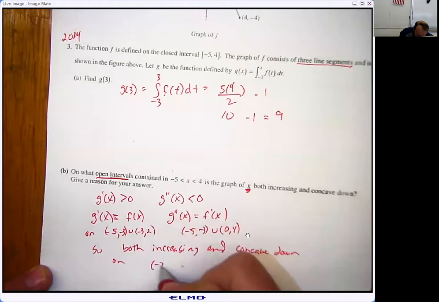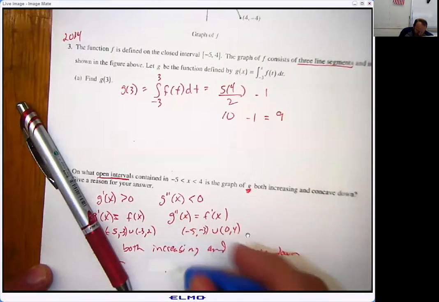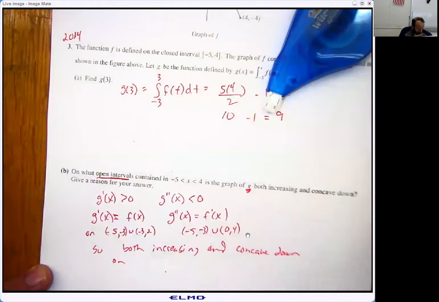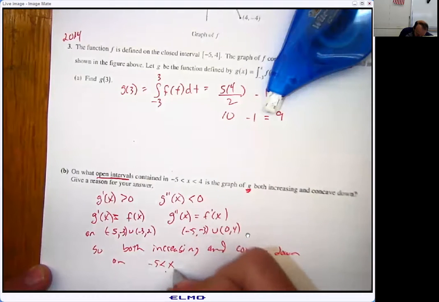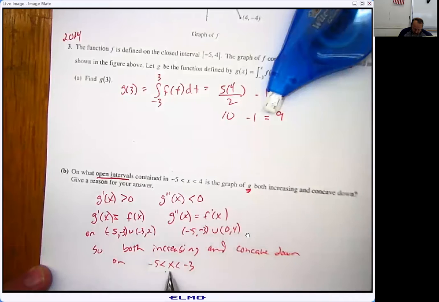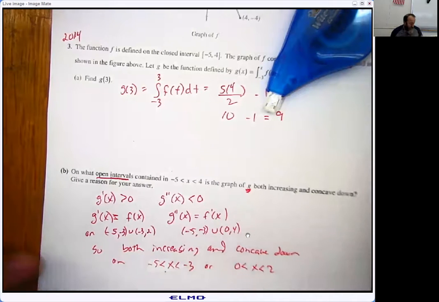on -5. I guess the AP test doesn't usually like things to be written in interval notation, so I'm going to go ahead and write them in an inequality version. So this is the region where it was both increasing and concave down, but then there's also that interval from 0 to 2. And so that kind of sums up that particular part of the question.